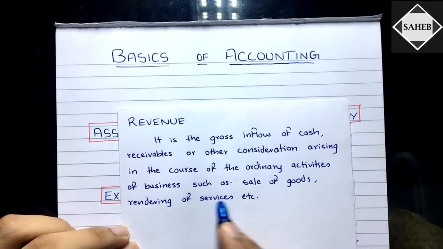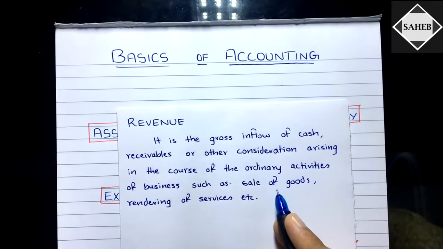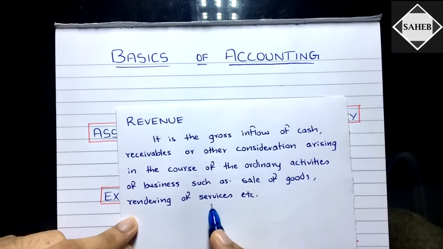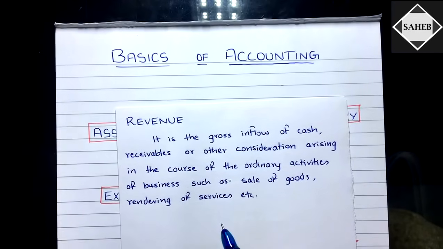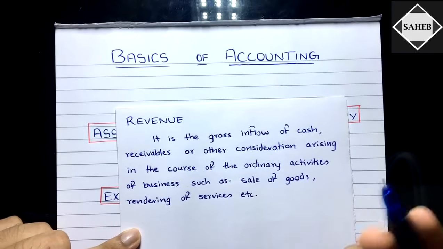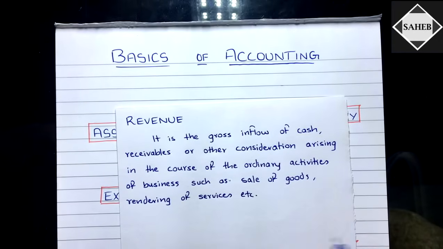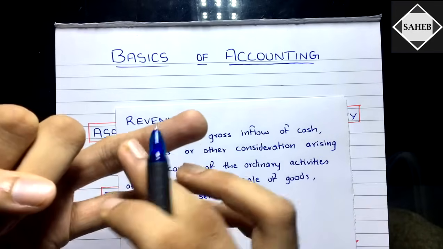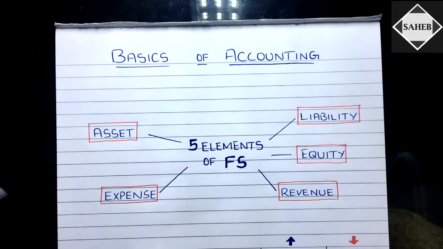activities of business, such as sale of goods. If we sell goods, then we'll get the money, right? So sales is our revenue. And then rendering of services: if it's a service business, then we will not make sales, we will render services and we will get the money. And also interest received, rent received, dividend received, whatever income we get, that's called revenue. Simple as that. Now let's see one example to understand all these elements practically.